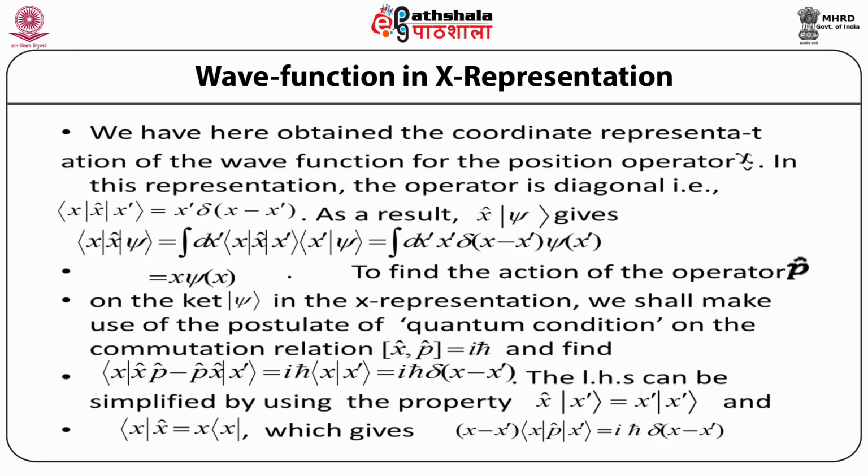The left-hand side can be simplified by using the property that operator x acting on ket vector x prime is equal to the eigenvalue x prime times ket vector x prime, and bra vector x operator x is equal to x bra vector x, which gives x minus x prime bra vector x operator p ket vector x prime is equal to i h cross delta x minus x prime.